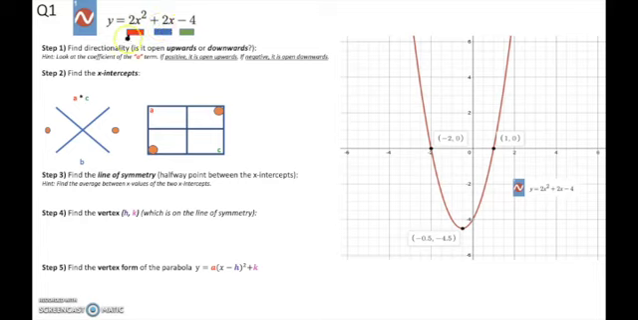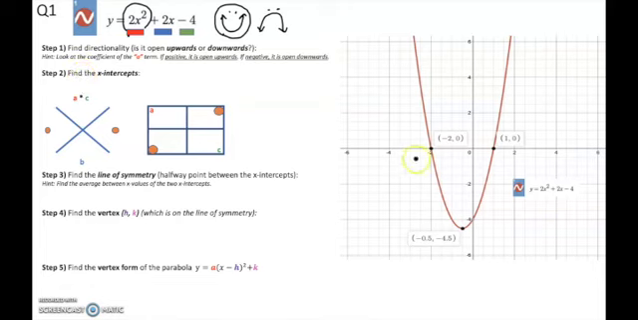Our first step would be to find the directionality of this parabola. Does it open upwards or downwards? To do that we're going to have to look at the coefficient of our a term, which is underlined in red. If it's positive, then we know that it's going to open upwards because it's happy. And if it's negative, we know that it's going to open downwards because it's sad. So in this case, we have a positive 2x squared, so we know that our parabola is going to open upwards, like so. Our second step would be to find the x-intercepts of this parabola.